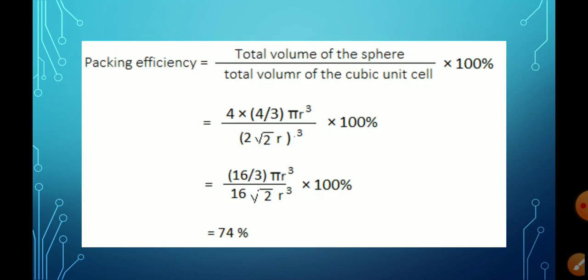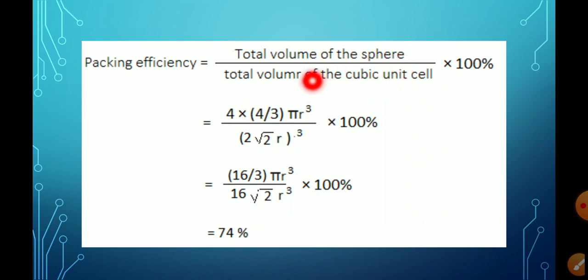By considering all these things, the last thing is the calculation of packing efficiency. Dear friends, packing efficiency is the percentage of the volume of the unit cell covered by spheres. The mathematical formula is total volume of the spheres divided by total volume of the cubic unit cell. What is the total volume of the spheres?